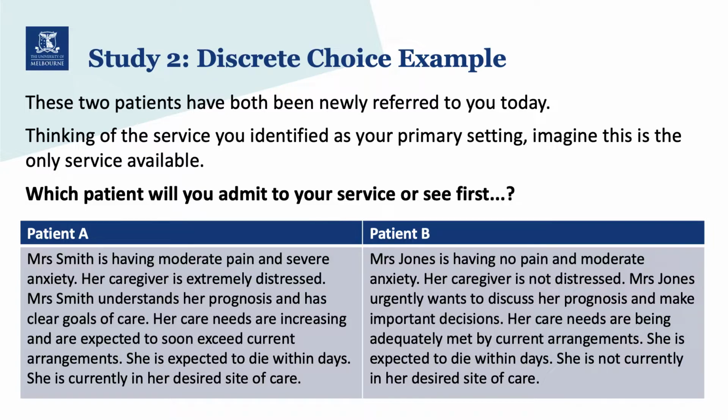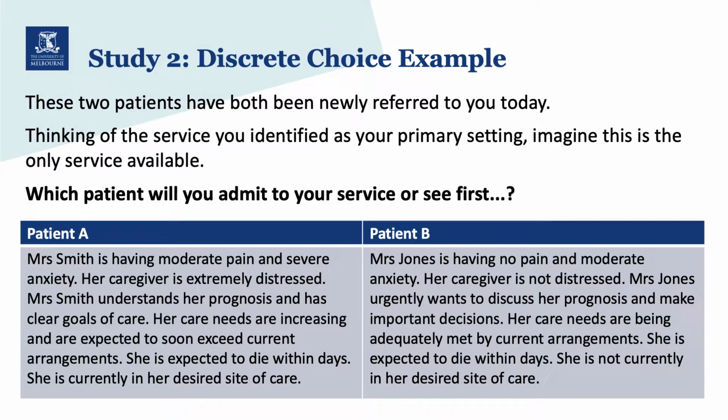So these two patients have both been newly referred to you today. Thinking of the service that you identified as your primary setting, so that might be inpatient palliative care, community palliative care, or hospital consultation liaison palliative care. Imagine this is the only service available, so you can't send one of them to the emergency department and tend to the other one. You can only pick one patient. So which patient will you admit to your service or see first?